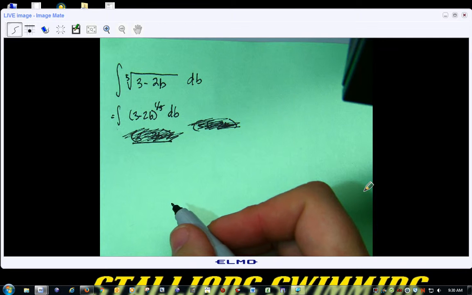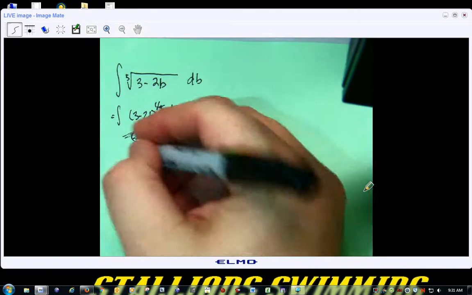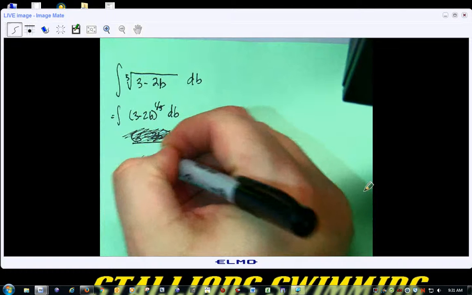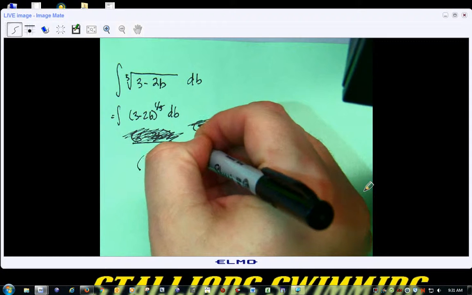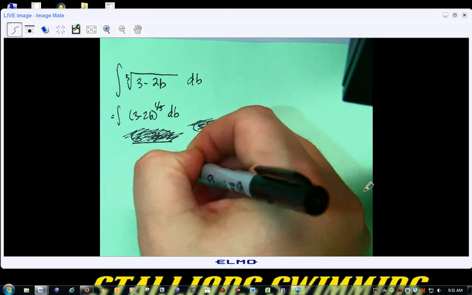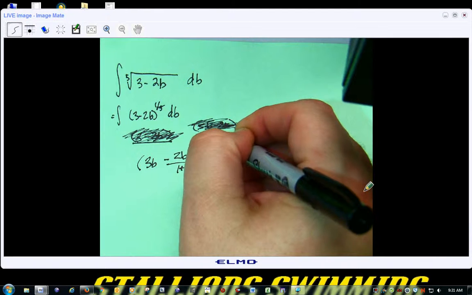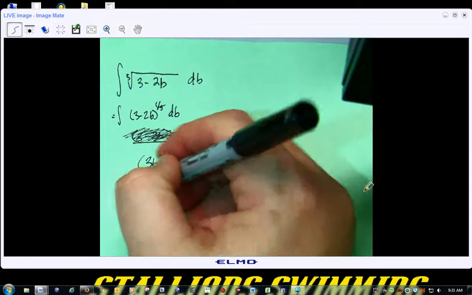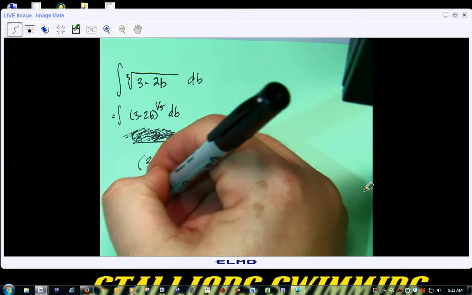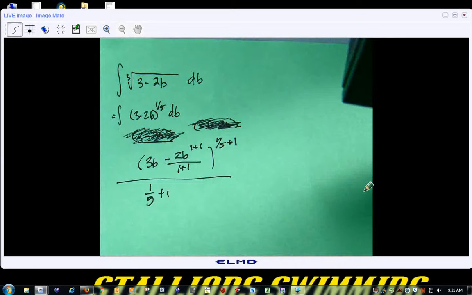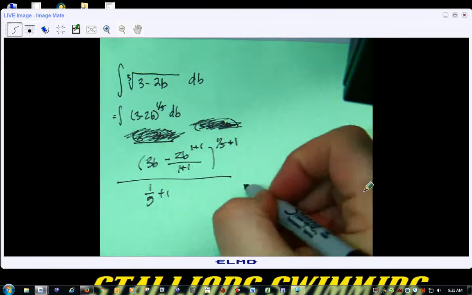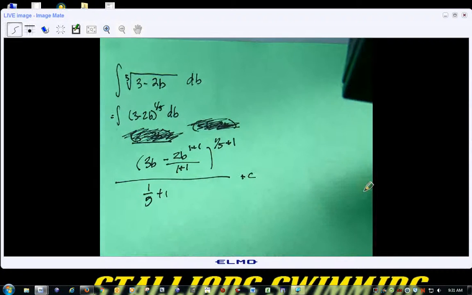So, alright, so you said 3b minus 2b to the 1 plus 1 power over 1 plus 1, and all that to the 1/5 plus 1. All of that all over 1/5 plus 1. Alright. Oh yeah, and plus c. Anybody agree with that? Anybody disagree with that?